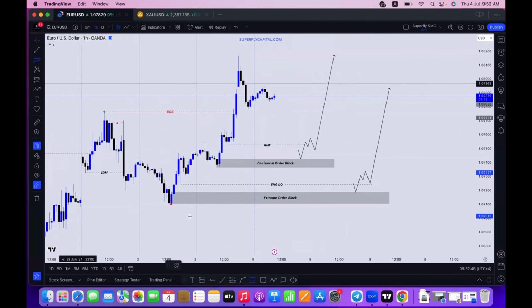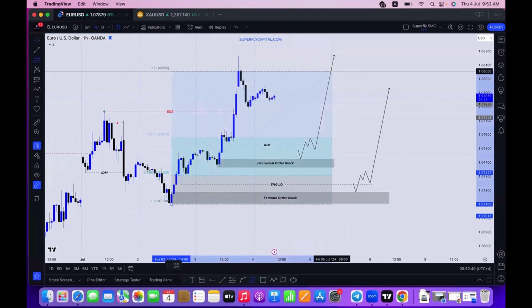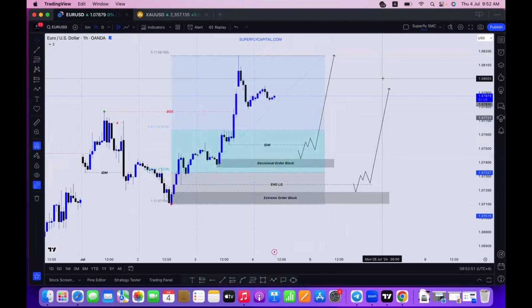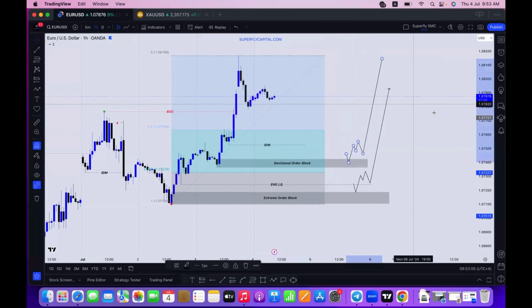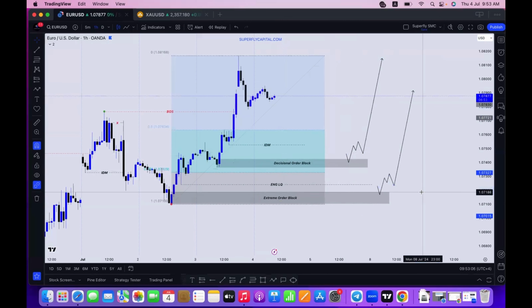So you can apply your Fibonacci tool to see the premium and discount levels, right? Everything below the 50% zone is a discounted area. So you can look for buy interest from this point, the high probability. What I'm looking for is to see price come into these discount areas. Then you can buy from either the decisional order block or the extreme order block. And another entry you can get is after the mitigation of the inducement, price can also give us a reversal and then continue bullish. So those are the three possibilities you have on the Euro US dollar.